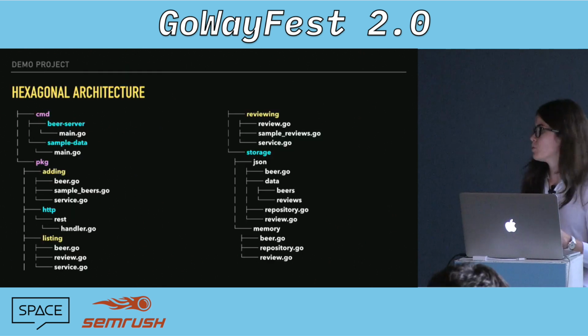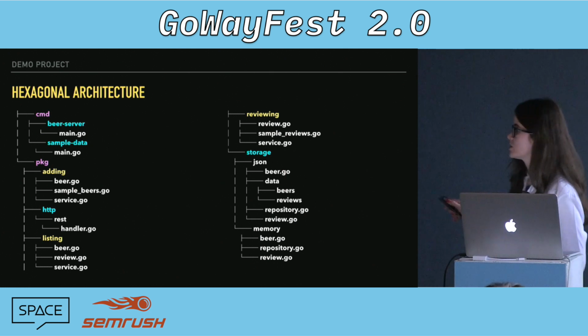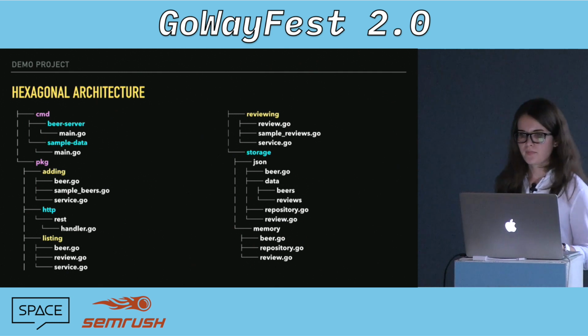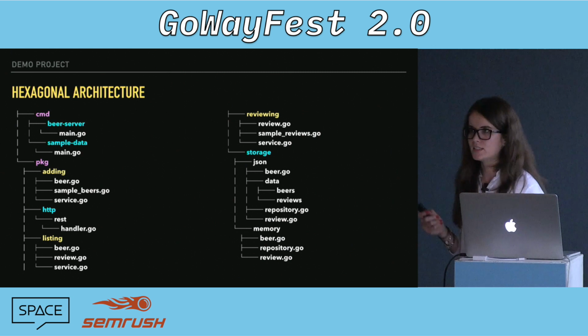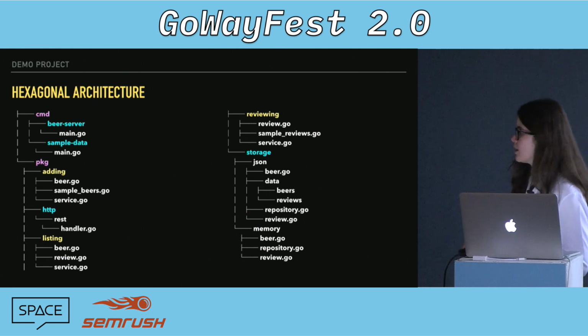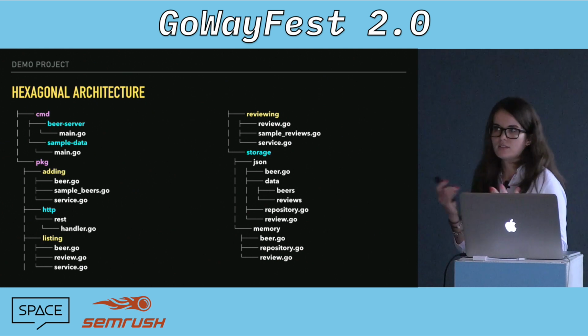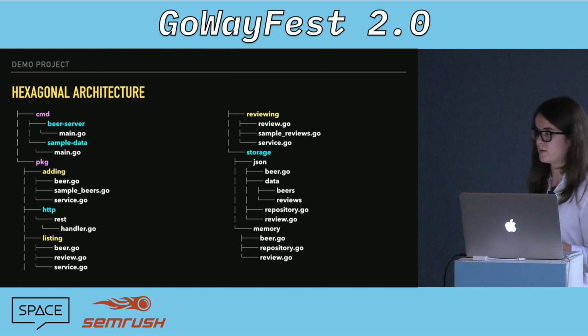So how would that work for our demo app? Well, we have kept the service packages. The service packages are in yellow here: adding, listing, and reviewing. But we have pulled the definitions of the models or entities into the service packages now. So you'll notice that there is a beer.go here, and a beer.go here, and a beer.go here. And that allows us to define the same entity in a slightly different context within our app.